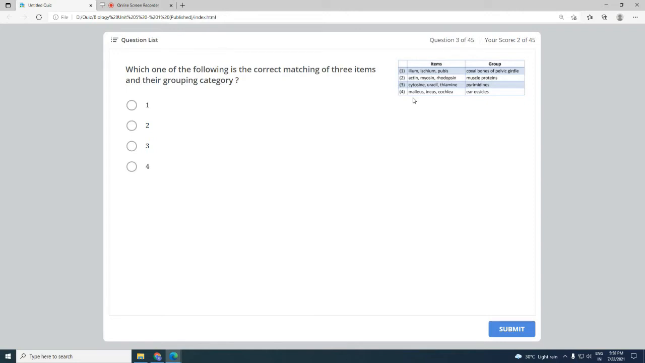So take your time to match the proper category. The question is, from this matching, which one is the only correct one? Is it option 1 or 2 or 3 or 4? Please take your time. Here we have given the 4 different combinations. Out of them, only one is the right one. So have you found out?